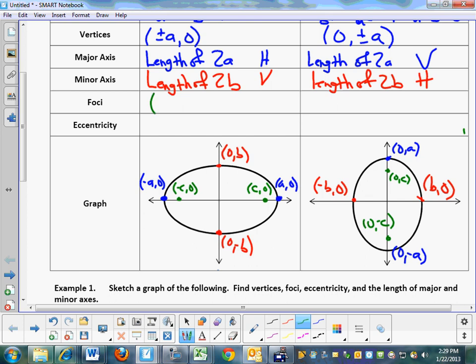So your foci will be plus or minus c, 0, and here will be 0, plus or minus c. So you can tell that if it's stretched horizontally, the foci are on the horizontal axis, and if it's stretched vertically, the foci are on the vertical axis. So there should be a question that pops up in your mind right now then. How do you know what c is? The way we find c is we use the Pythagorean theorem, well, almost the Pythagorean theorem. We say c squared is equal to a squared minus b squared.